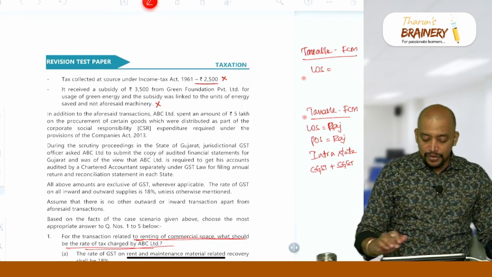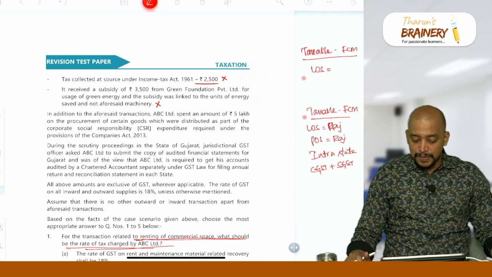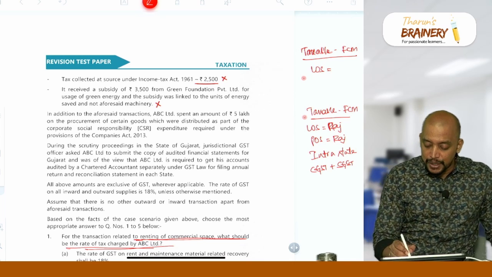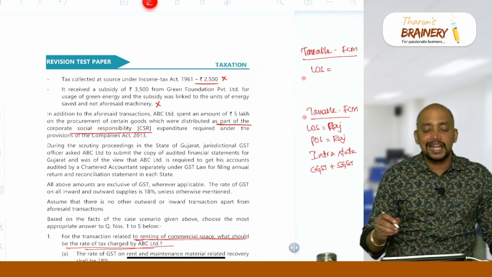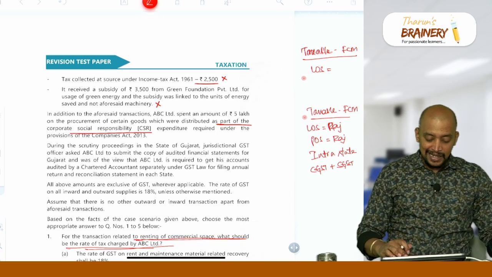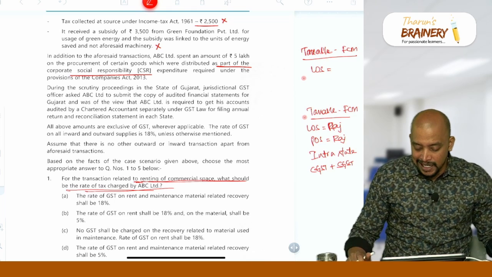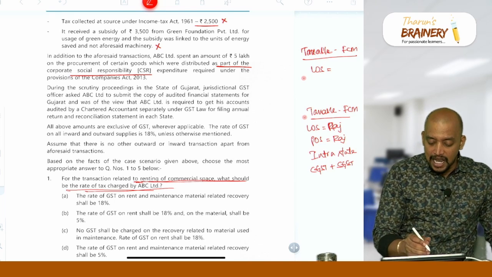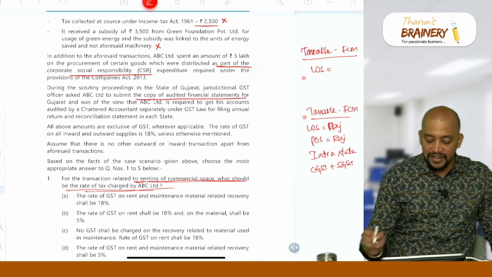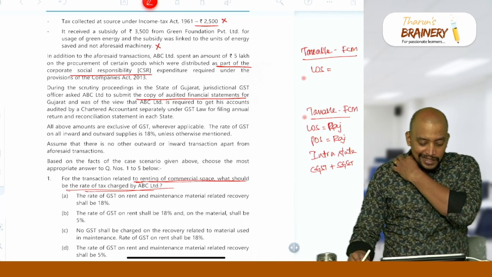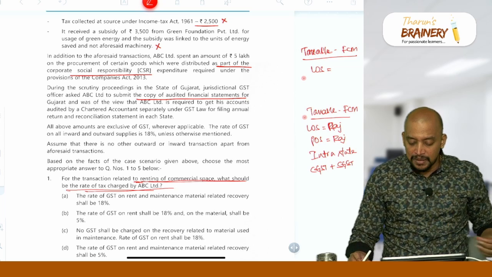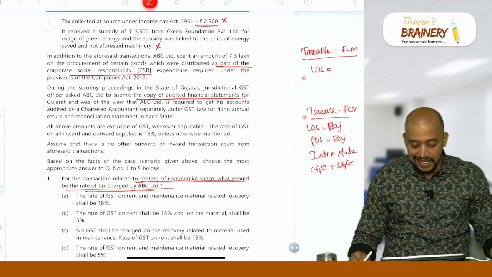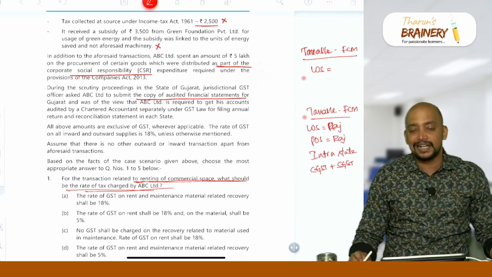In addition to the aforesaid transaction, ABC Limited spent an amount of 5 lakh on procurement of certain goods which were distributed as a part of CSR. Can they take ITC on that? No. Then during the scrutiny proceedings in the state of Gujarat, the jurisdictional GST officer asked ABC to submit a copy of audited financial statements for Gujarat, and was of the view that ABC Limited is required to get its accounts audited by a chartered accountant separately under GST law for filing annual return and reconciliation statement.